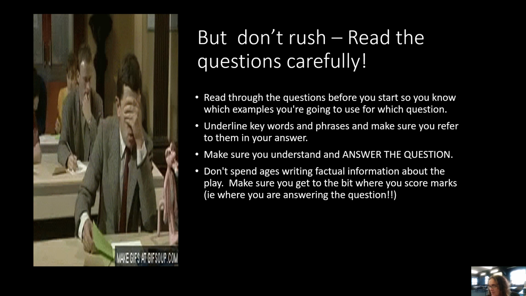And the final point here is something that we see a lot when we look at exam papers as well. Don't spend ages writing factual information about the play. By that I mean, don't spend ages writing, Find Me was written by Olwen Marks in blah, blah, blah, the play was written about this, when the question is asking you something else about acting skills, for instance, okay? So don't concentrate on facts. Get to the bit where you're answering the question quickly, because that is where you score the marks.